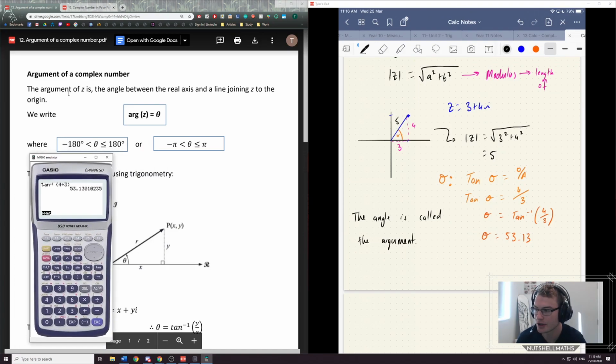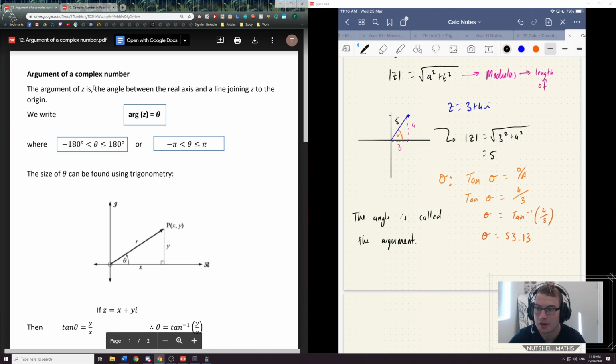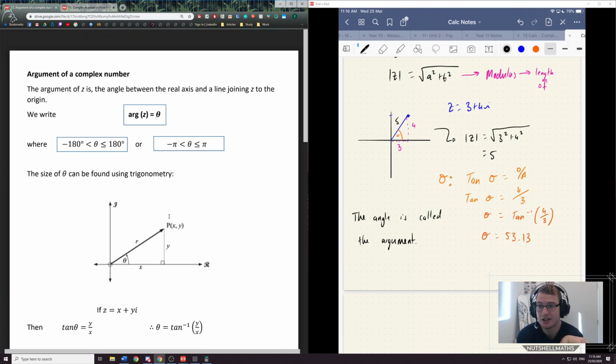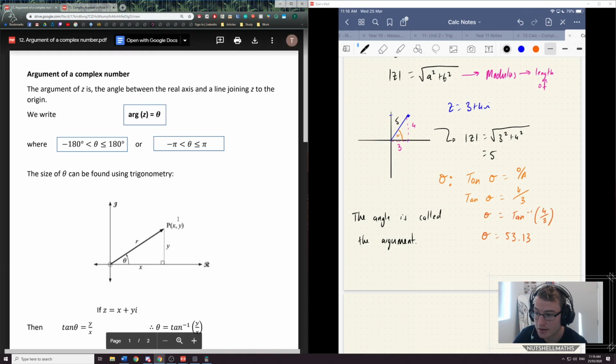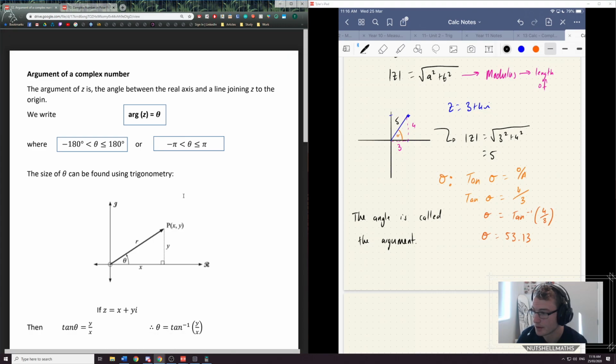Now, have a look at these notes here, please. And I really think it's important that you copy this down that you see on the left here. The argument of z is the angle between the real axis and a line joining z to the origin. So this line here, which is a plus bi, this angle between this axis and the straight line is the argument.